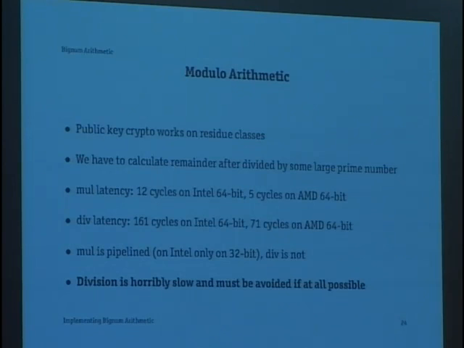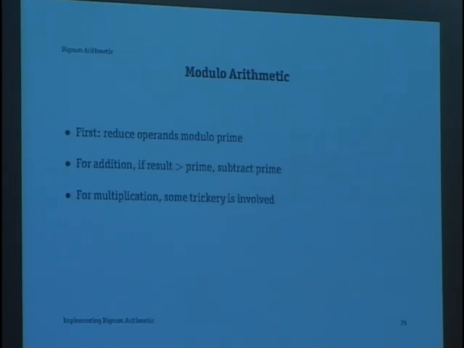And it turns out that multiplication is pipelined on Intel only in 32-bit, which is kind of... But division is not pipelined, so you can have more than one multiplication outstanding, but only one division. And division takes 161 cycles, so this is really bad, right? So we have to avoid this if at all possible, and it turns out there are some tricks you can do.